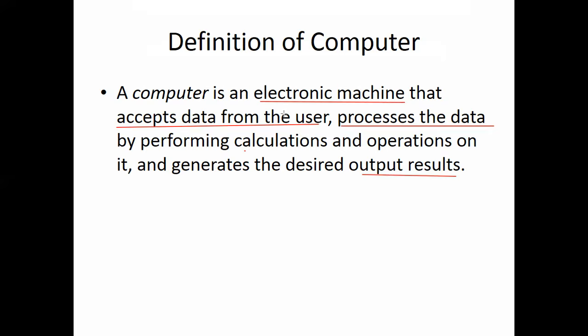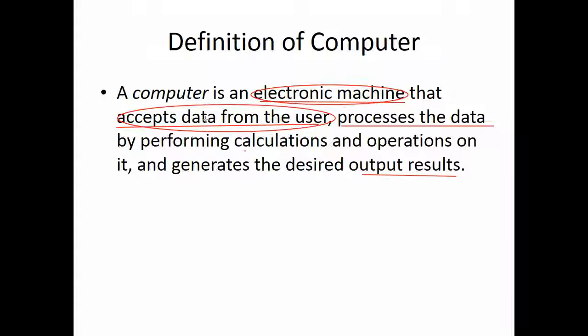Then after processing the data, it should give out the desired output. The output should be shown to the users. So in this definition of the computer, what we're saying is for something to qualify to be a computer, it should first of all be electronic. Then secondly, there's supposed to be a way for users to be able to give it the data to use.